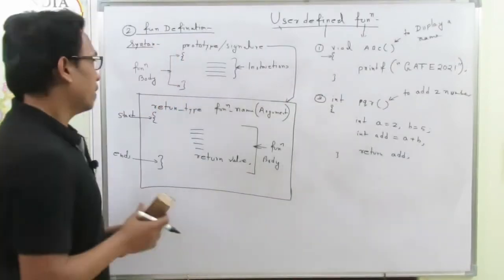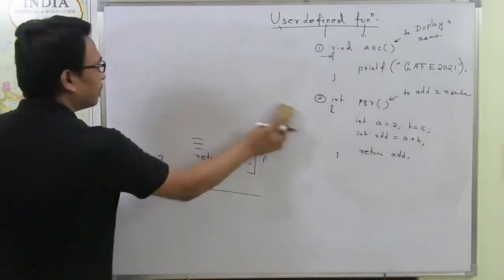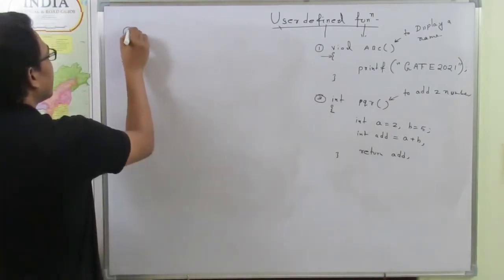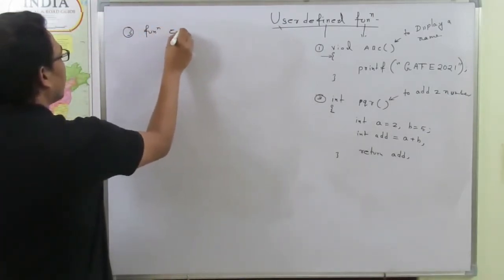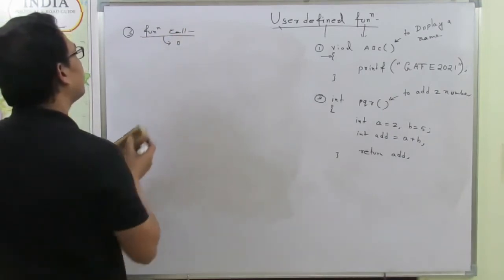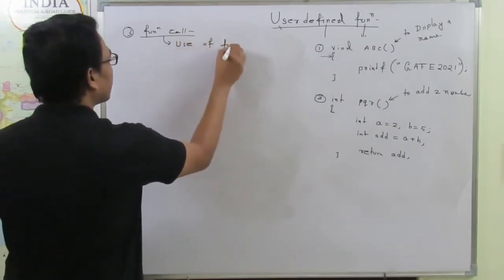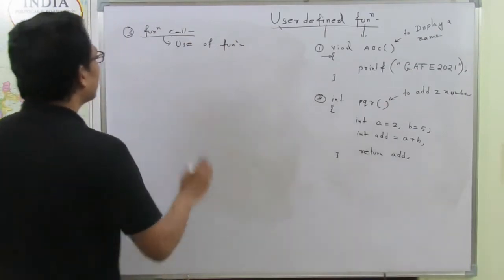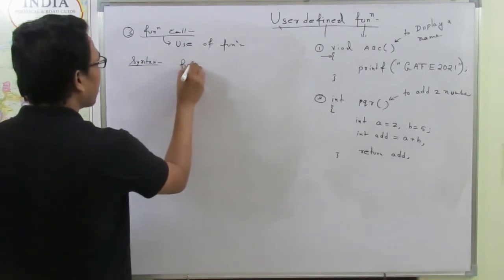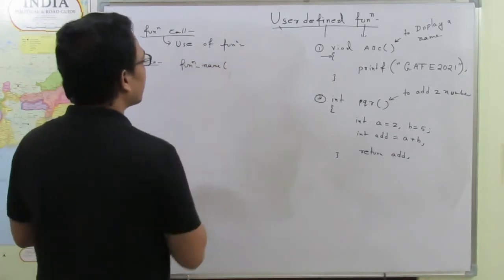Clear? So the next part is function call. The third part is function call. That means here we are going to use the function. Now the syntax is just the function name, then parenthesis, and within this parenthesis the argument.